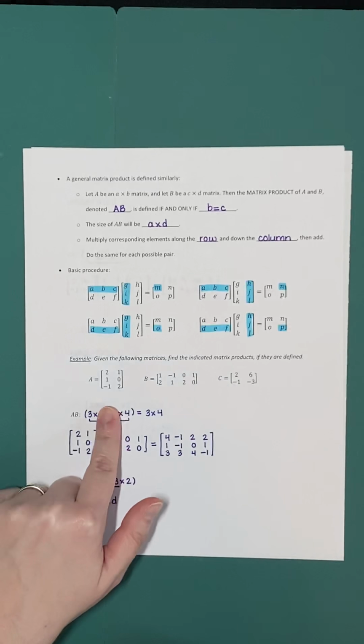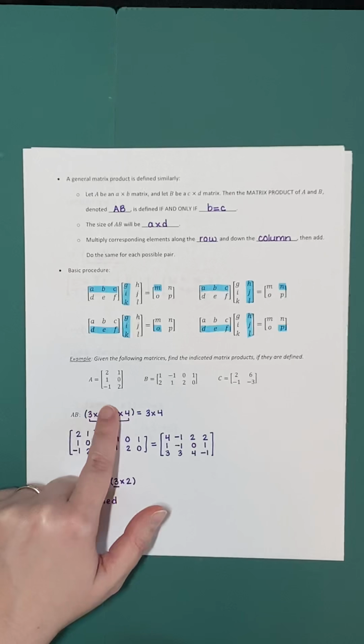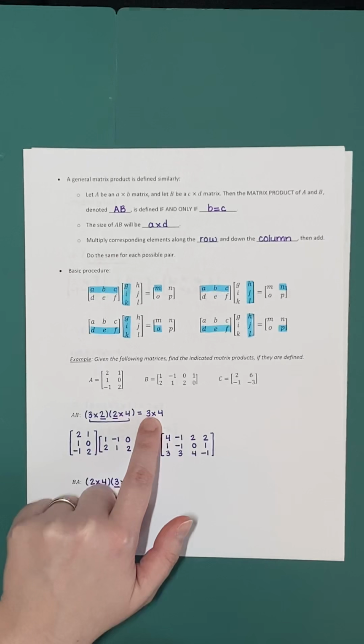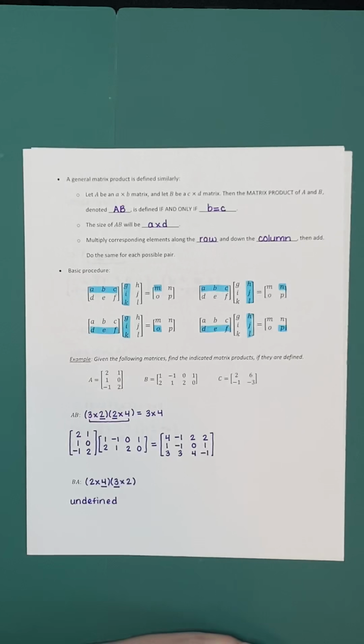The result of that multiplication is going to be the remaining two dimensions, the ones we didn't compare, those outer two dimensions. So the outer dimensions are going to be a 3 and a 4. So that tells me the resulting matrix that I get after I multiply is going to be a 3 by 4 matrix.